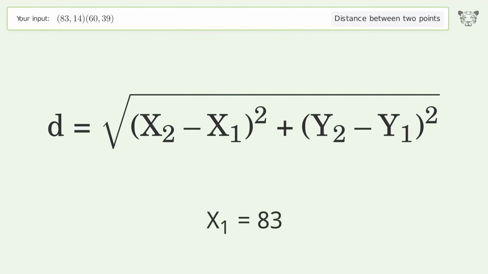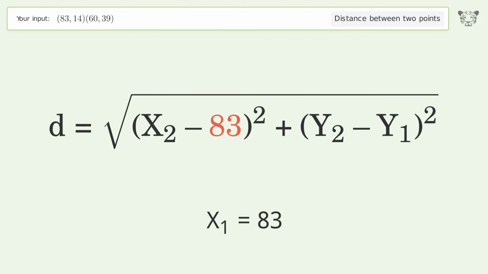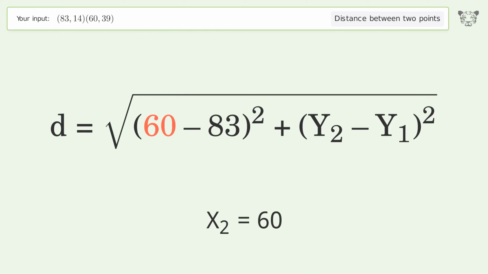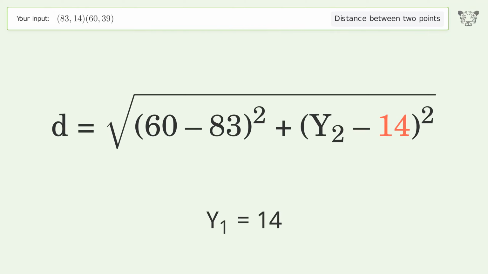x1 equals 83. x2 equals 60. y1 equals 14. y2 equals 39.